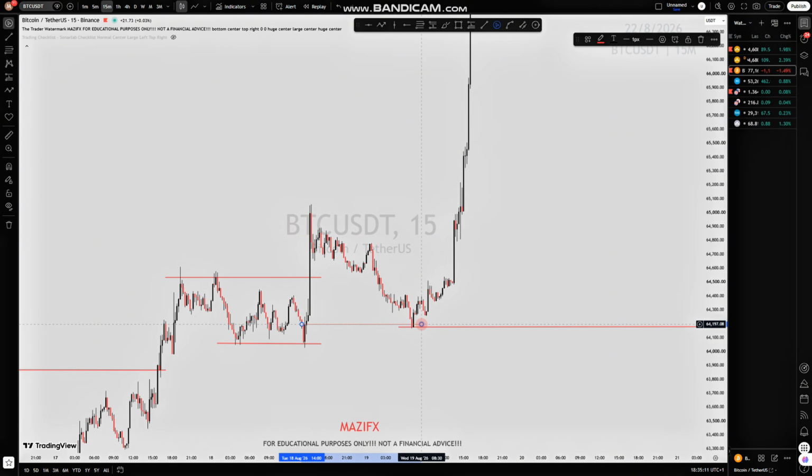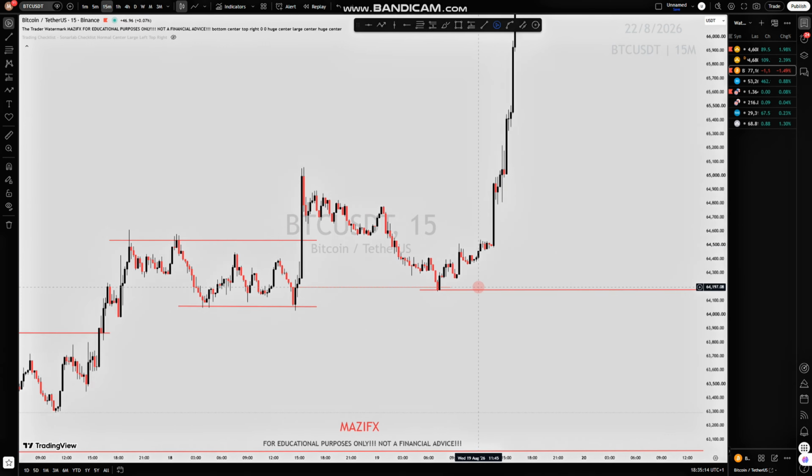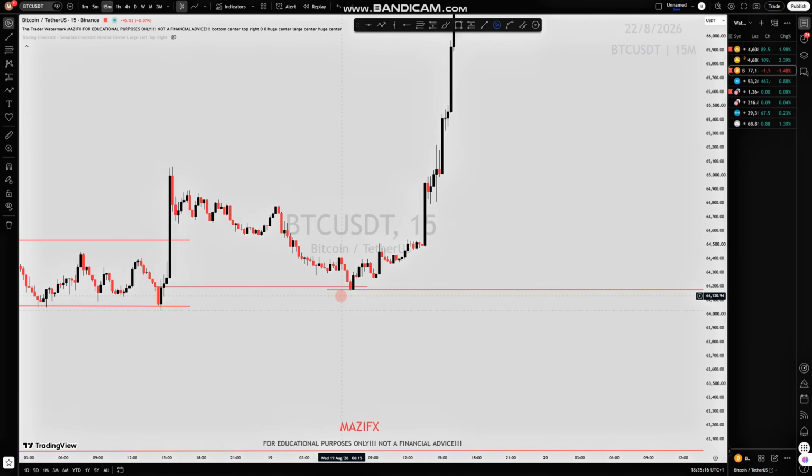Now you see what happened. Immediately price tapped into that structure. What is the first sign you can see? This is the sells. This is the last sell candle. Then what happened? A bullish candle engulfed the previous sell candle. And what happened? Price moved to the upside.